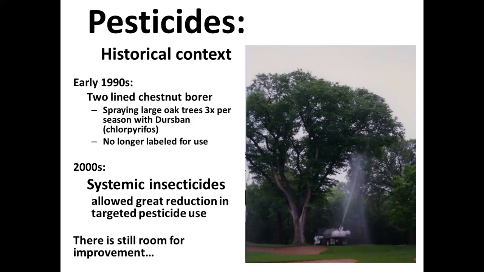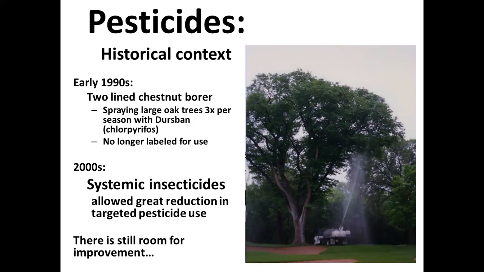Just think of the comparison: shooting Dursban 3 times a season up into the crown of an oak tree, with all that drift, versus one treatment around the base where you put something in the soil, and there's no drift. It's a small fraction of the chemical. It absorbs into the tree, targeted exactly where that phloem feeding borer is going after the tree. You just do that once a year. You repeat that for maybe 2 or 3 seasons while the tree recovers its vigor and it won't be susceptible to the pest anymore, and you're done.